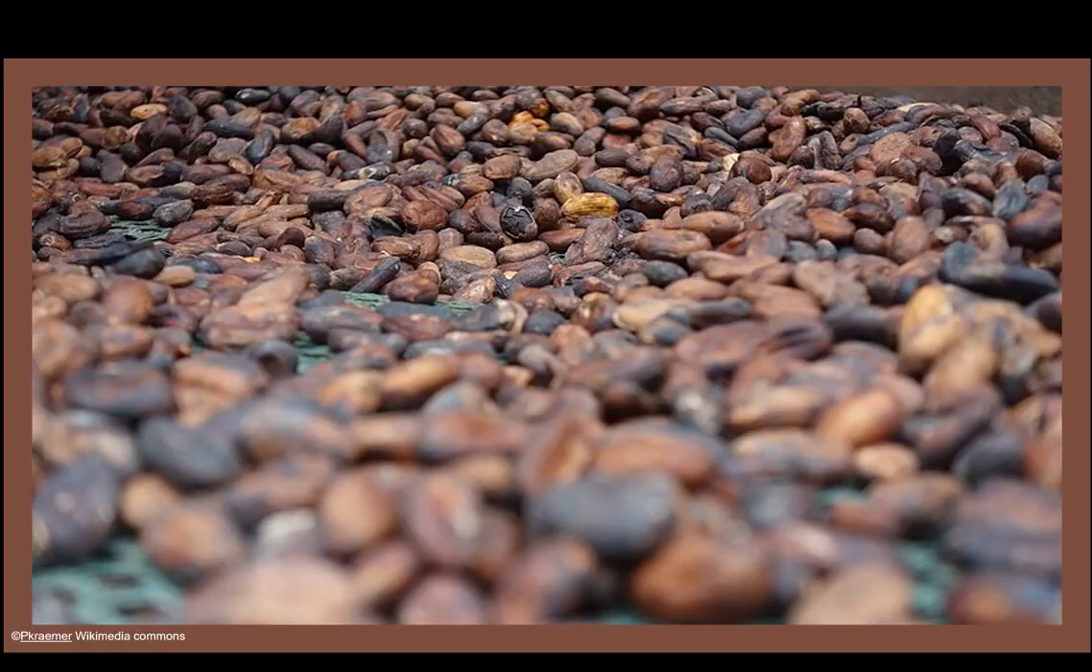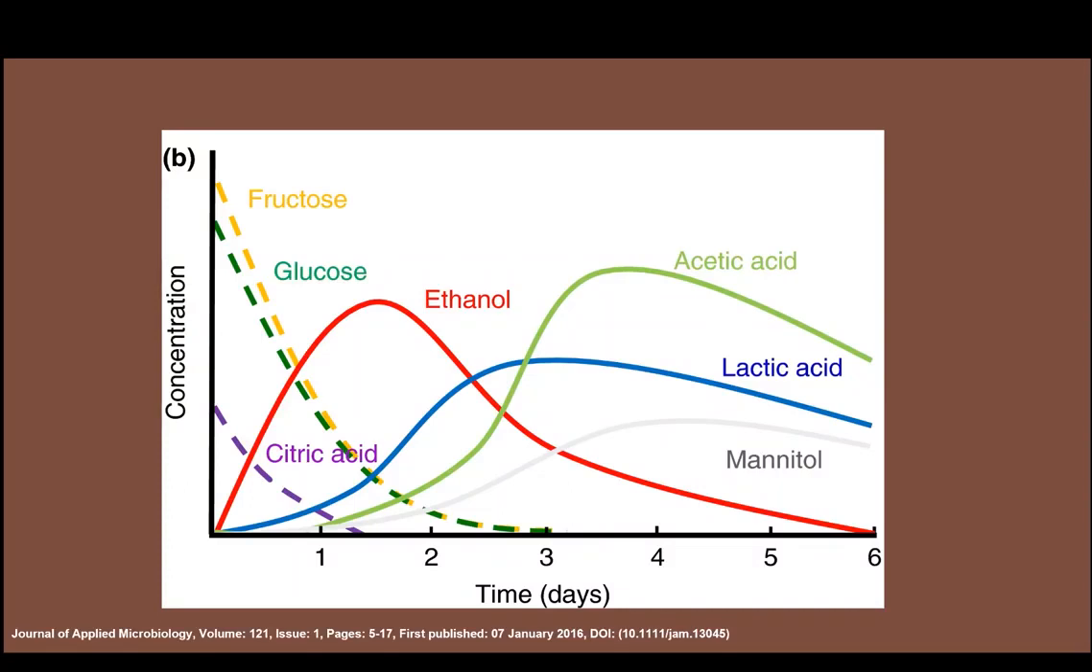Ripe pods are harvested and the cocoa beans inside are removed. The beans are fermented, dried and roasted. Fermentation and roasting are examples of chemical processes. During fermentation, yeasts and bacteria convert sugars into new products. This changes the nutritional composition of the chocolate. Roasting the beans helps develop a richer flavour and removes the bitterness.